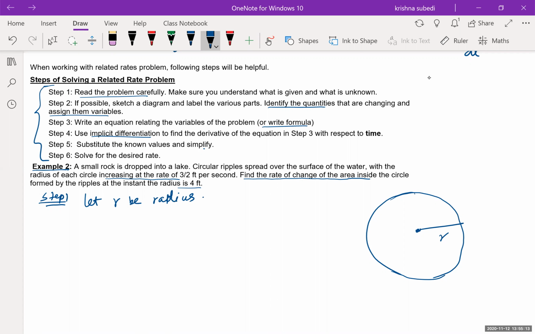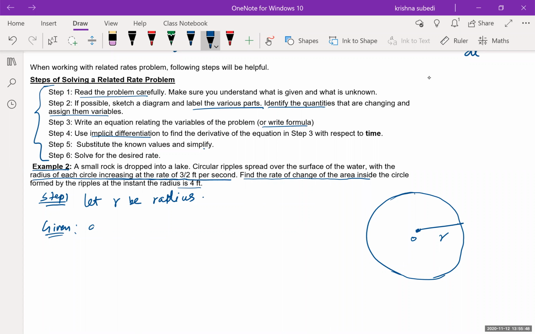Okay, then what is given here? Step 1, we are done. So we read the question, and then we understand the question, and then we actually did step 2 also. We draw this diagram, and now we need to label the various parts. What is given here is that we already labeled the parts, which is actually the radius r. So what is given? The radius of each circle is increasing at the rate of 3 over 2 feet per second. So that is a rate of change.